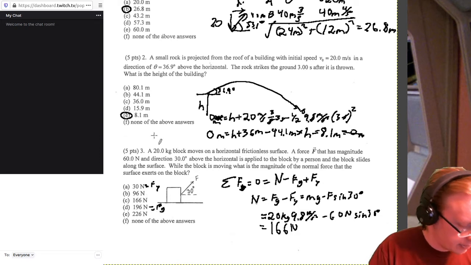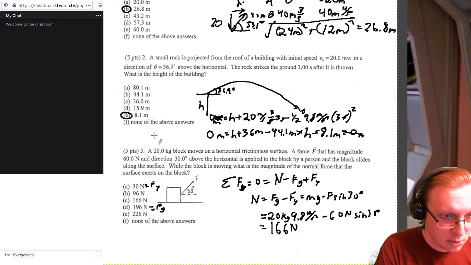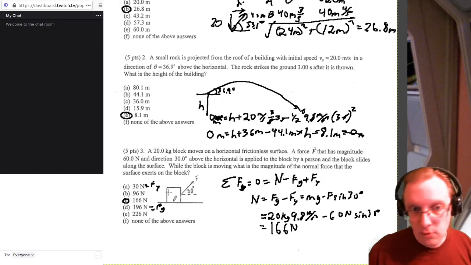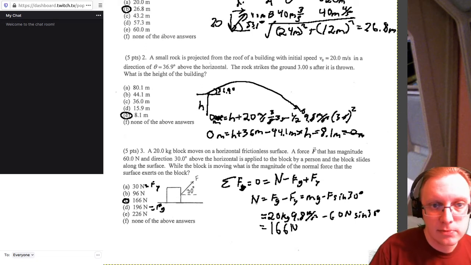But these other ones are a bit of traps in some way too. 166 plus 60. This is what happens when you put the wrong sign in. Instead of putting minus, you put plus. I don't know what the 96 is about. Anyways.